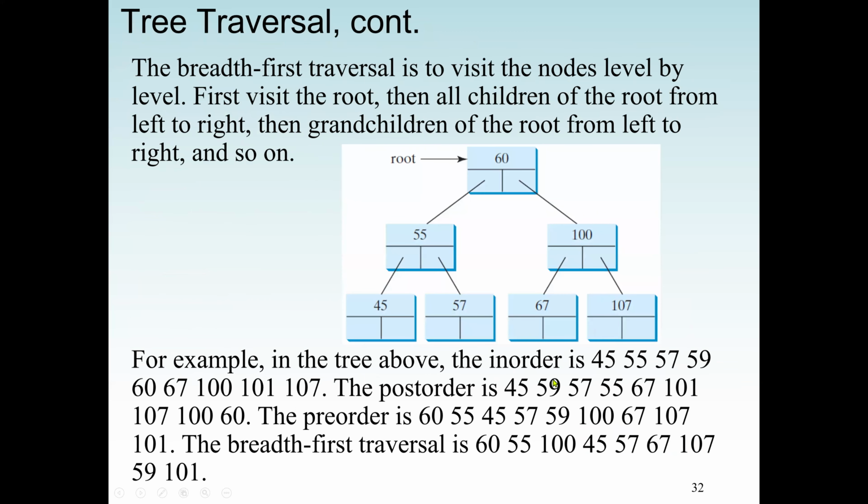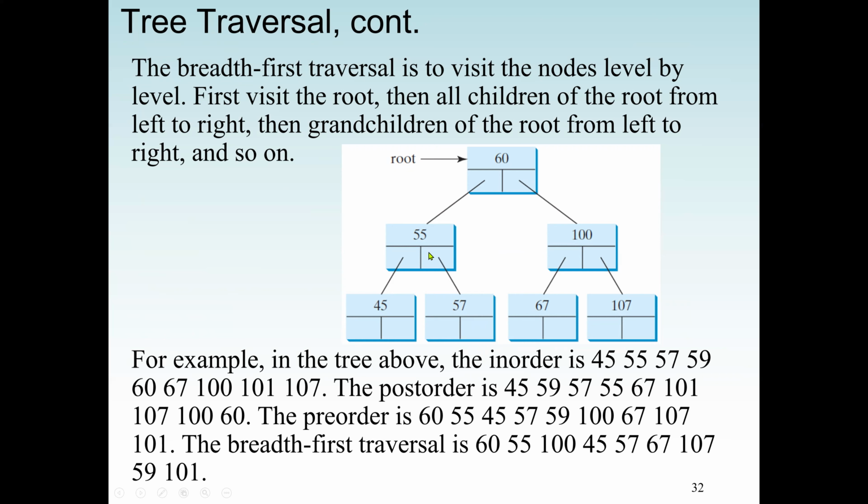So the next one is pre-order. Actually, sorry, let's go through the post-order first. Post-order means we have to go through the left subtree and the right subtree before the current node, which is the root. So we have 45. And again, remember we have a right child for 57. So we go through 45, then we go to the rightmost, 59, then 57, then 55.